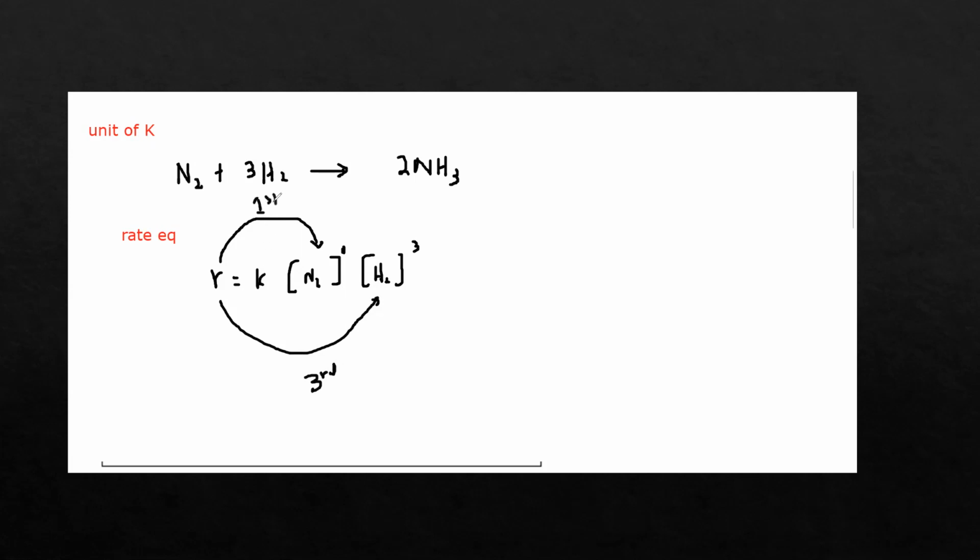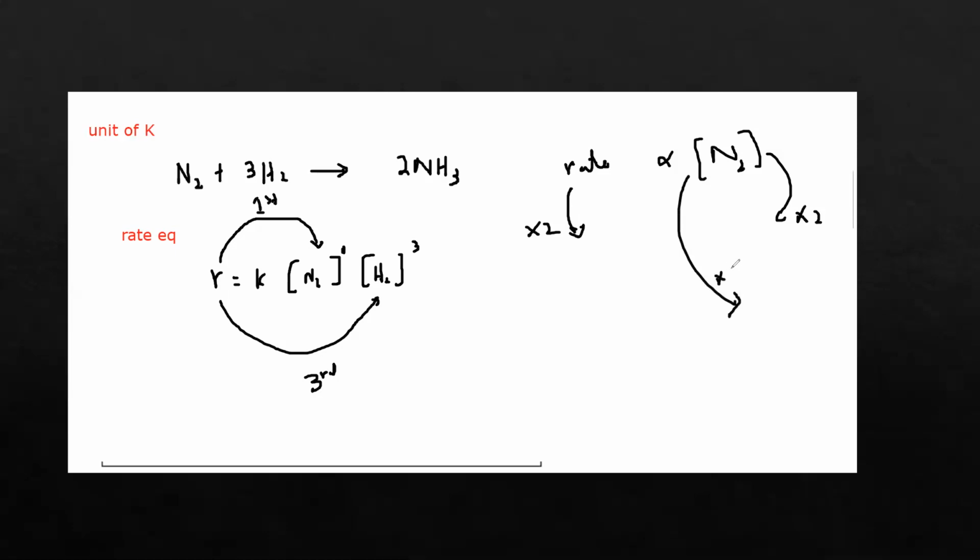What is the concept of first order or third order? For example, rate is proportional to nitrogen concentration. If I double the concentration of nitrogen and it is first order, the rate of the reaction will also double. If I triple the concentration of nitrogen, the rate will be 3 times. So this is the concept of first order with respect to nitrogen.